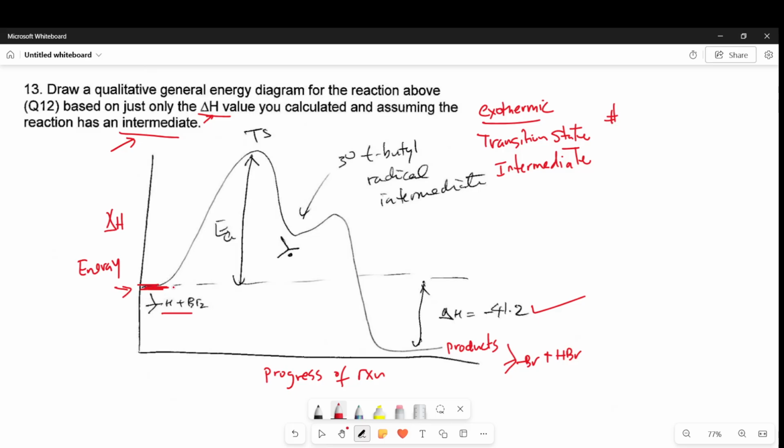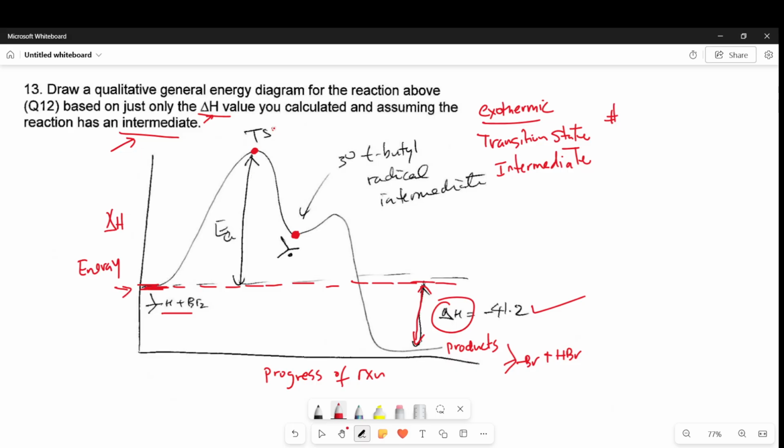So the energy starts right here for the starting material. You need to draw it very clearly. This is the amount of the difference between the starting material and the products. That's why it's exothermic. A reaction which has an intermediate, which is this right here, this is what intermediate means. Not the one at the highest activation energy value. This is activation energy, Ea.